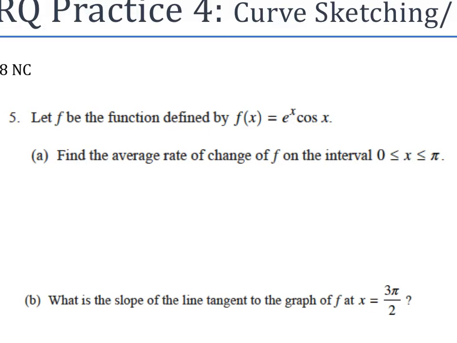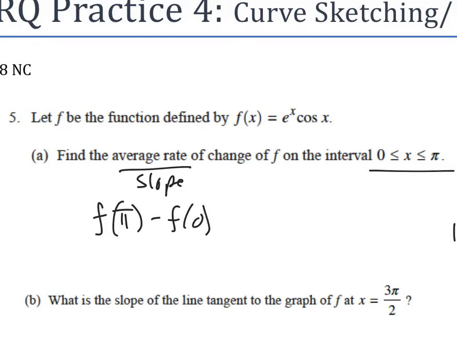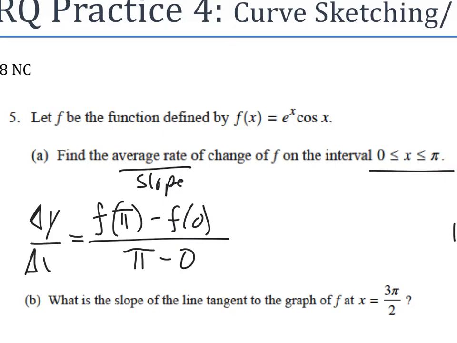And the average rate of change is just the slope of the secant line. So average rate of change is slope. So we have y2 minus y1 over x2 minus x1, all right? So we have f of pi minus f of 0 all over pi minus 0. And this you can say is delta y over delta x. That's the average rate of change.